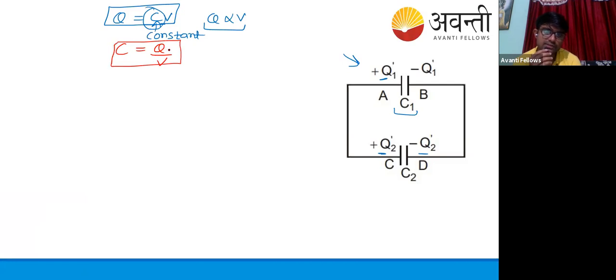So we can change only two factors. What are the factors which we can change? Either we can change Q or we can change V. But this Q or V must be changed in such a manner that C always must remain constant.